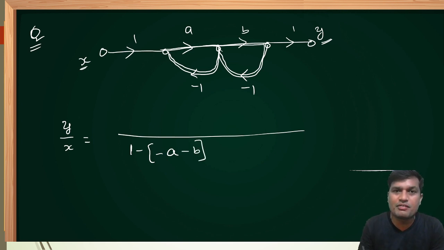Plus the gain product of 2 non-touching loops. But these 2 loops have a common node. Hence these 2 loops are said to be touching loops. But we want to calculate 2 non-touching loops. As there are no 2 non-touching loops, delta is completed for the question.